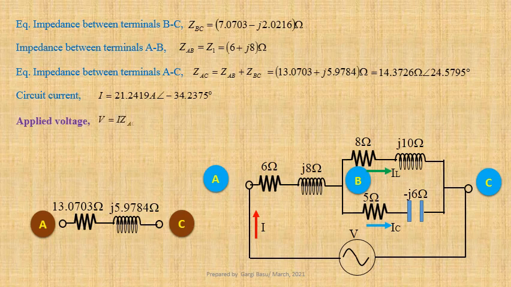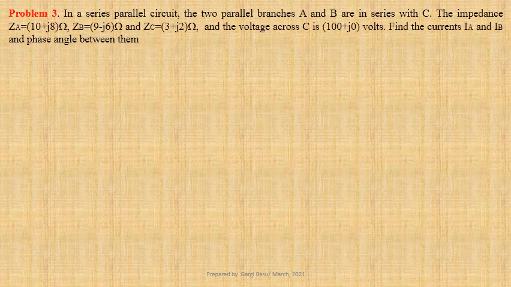Now we shall determine applied voltage. V equals I into ZAC. Using values we get 21.2419 at an angle minus 34.2375 degree into 14.3726 at an angle 24.5795 degree. That gives us 305.3027 volts at an angle minus 9.658 degree.